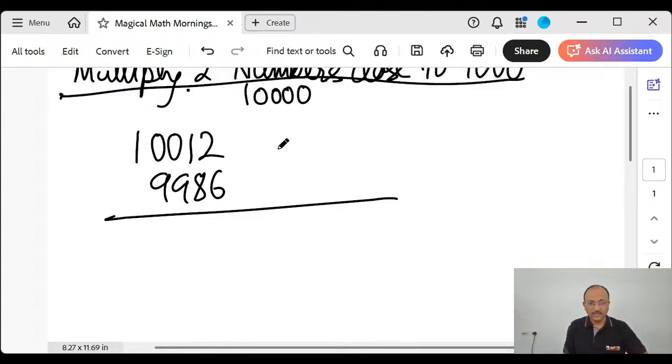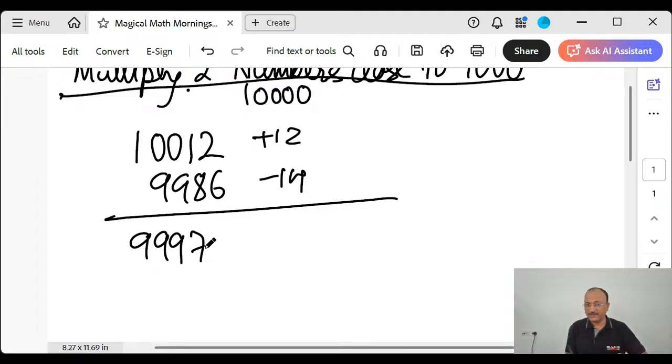You can observe this. This is plus 12. Here I will consider minus 14. So I will do this plus 12. This is 9998. So I will write 9997. One less I will write.